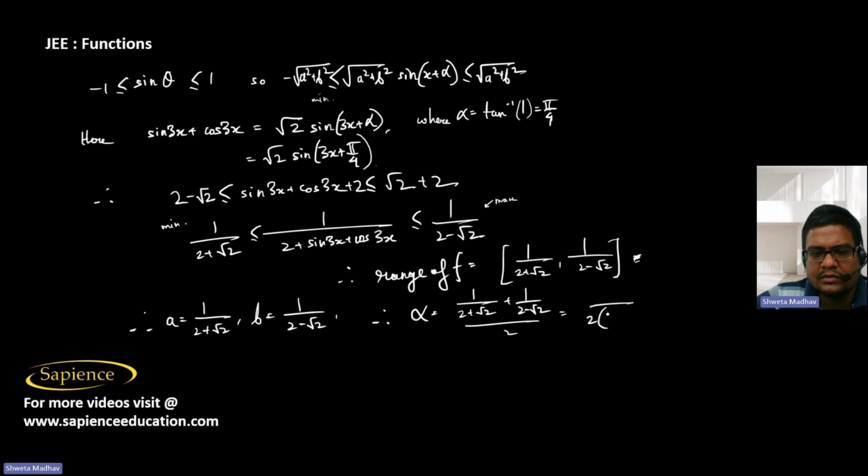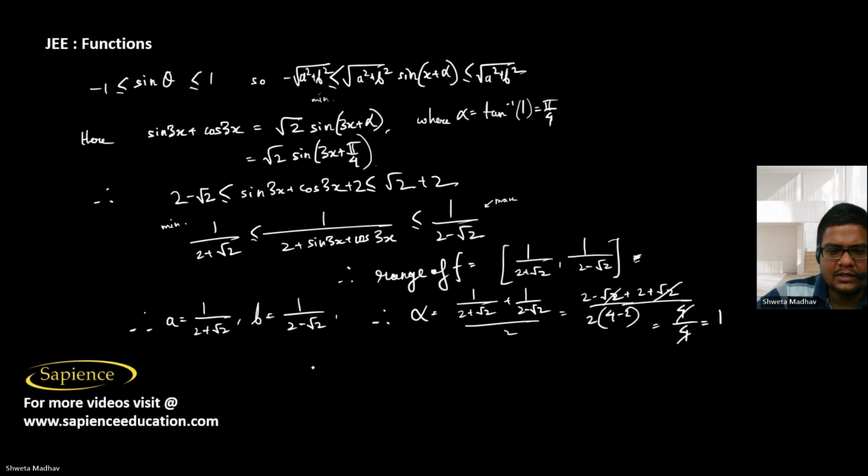If we take the LCM, this will be 4 minus 2 into this will be 2 minus root 2 plus 2 plus root 2. So root 2 will cancel, and 2 to the 2 plus 2 is 4, 4 by 2 into 2, that is also 4. So alpha is equal to 1.